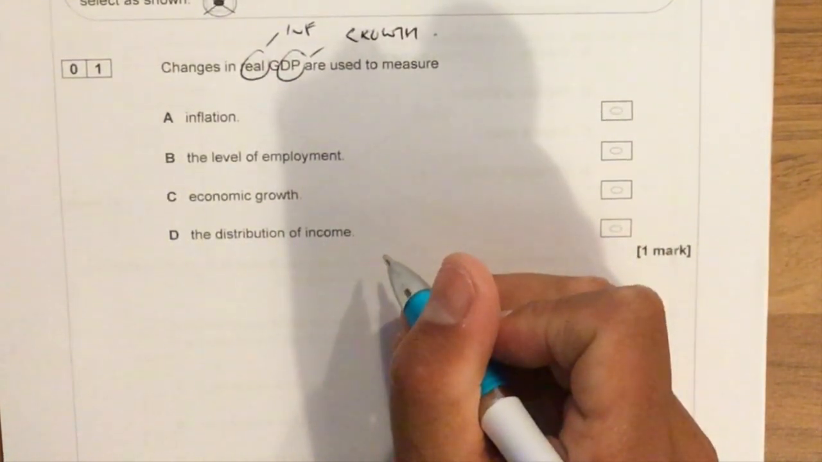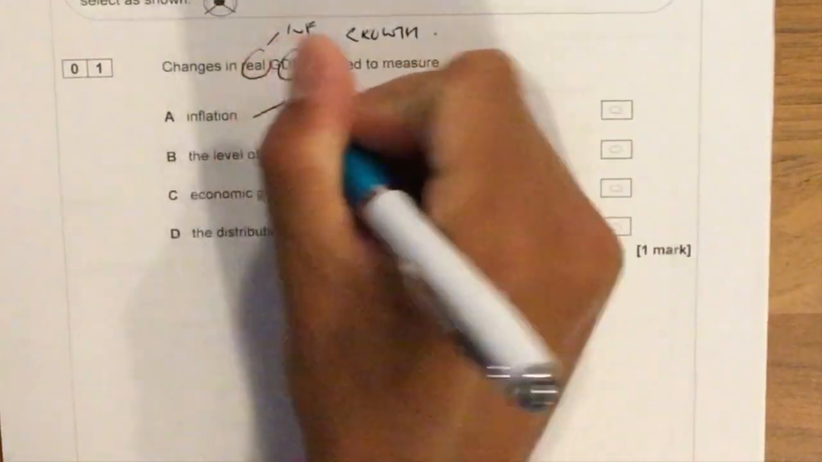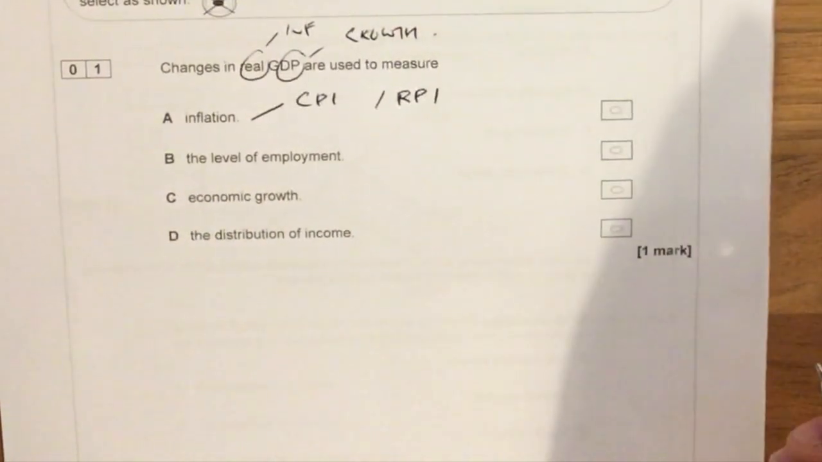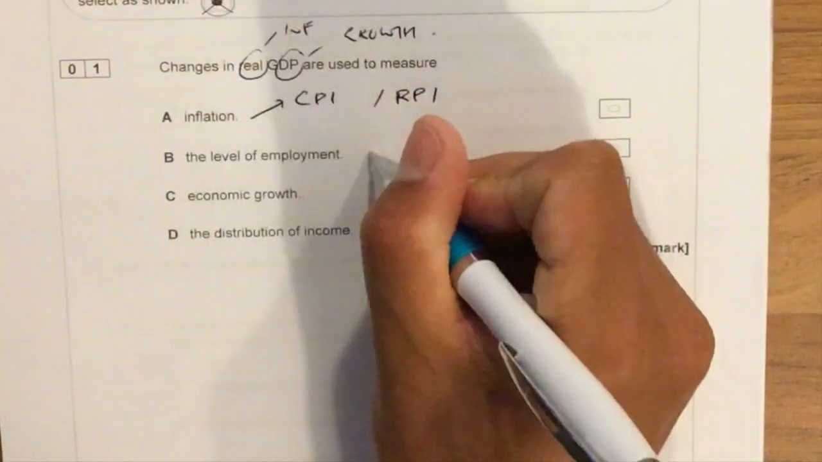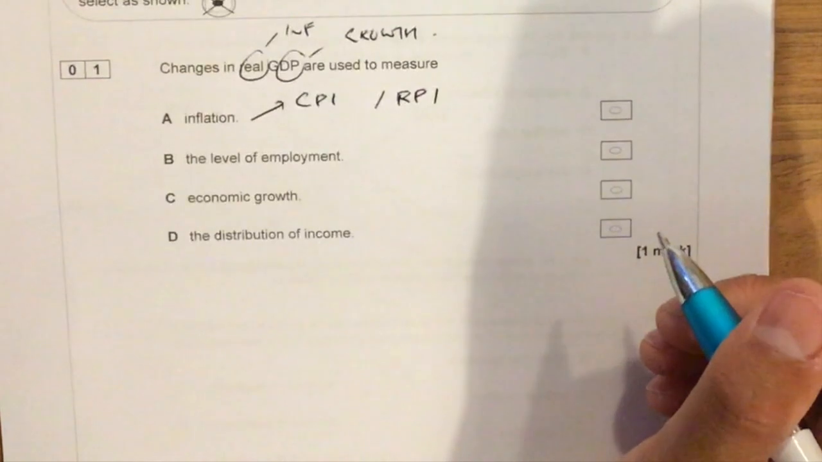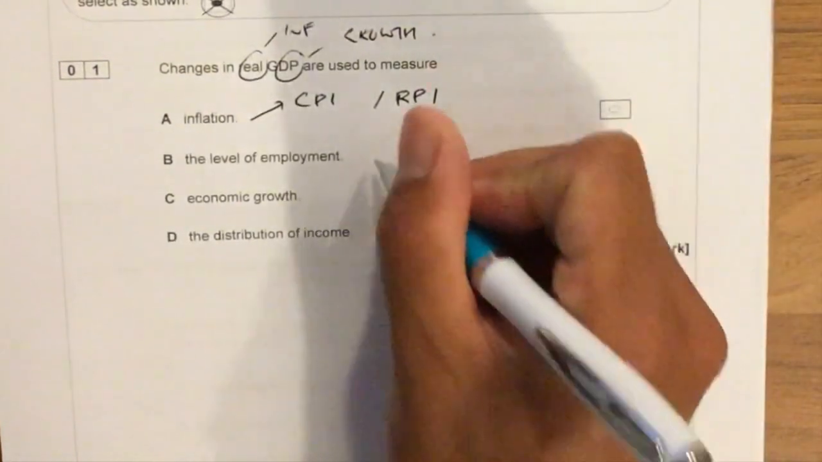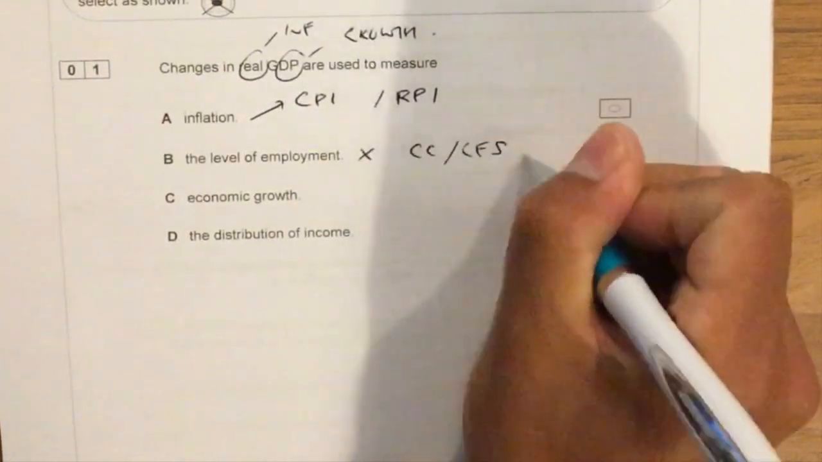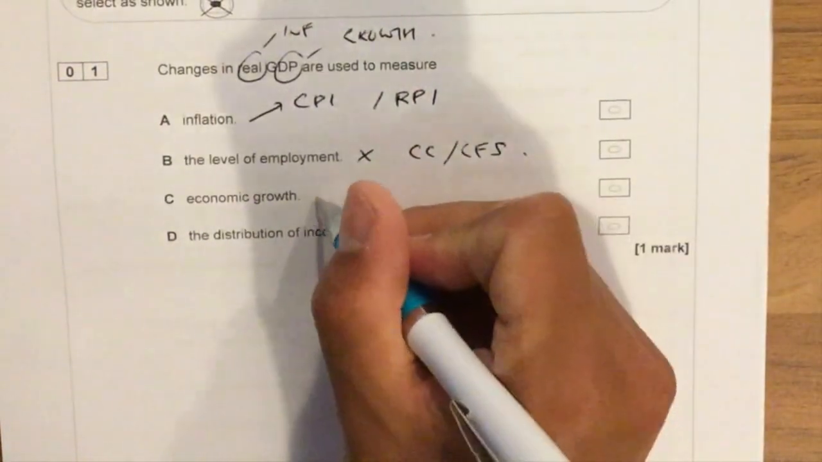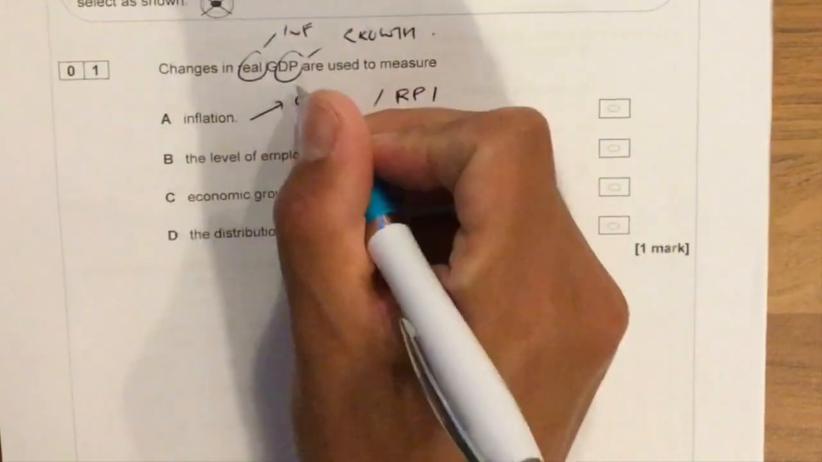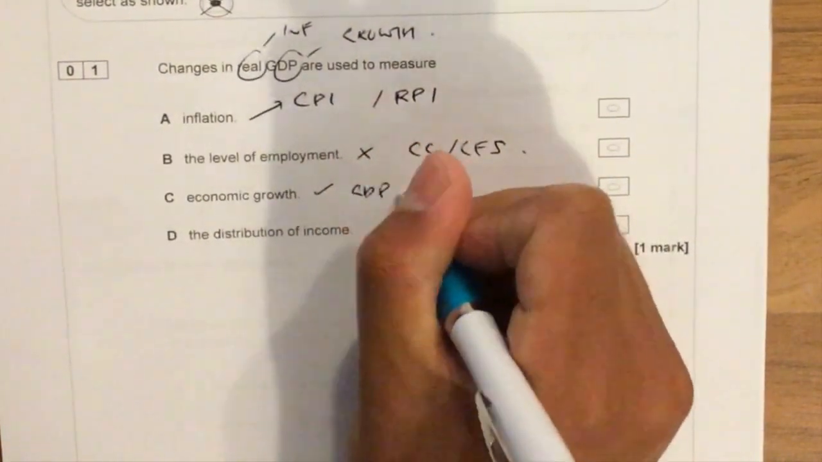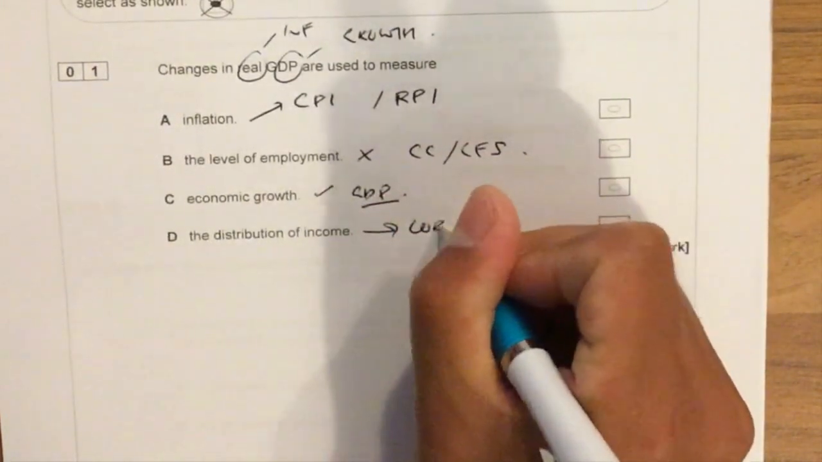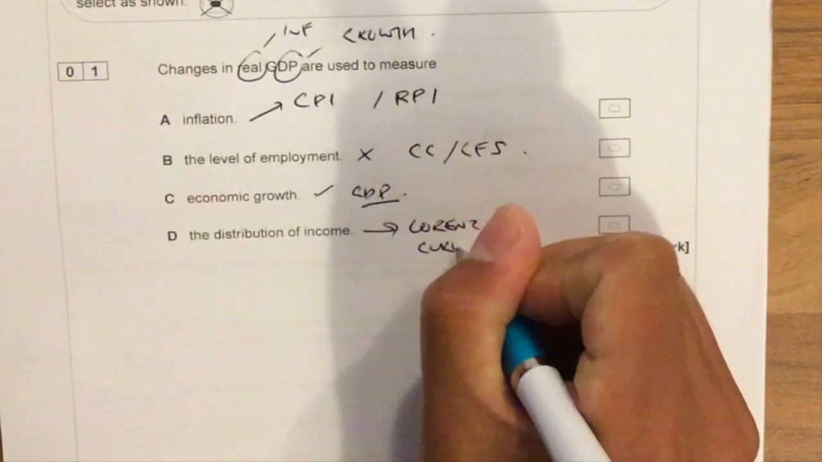Okay, let's look at what are the measurements of each of these. Inflation is CPI, or unofficially the old measure, which is RPI. Then you've got the level of employment. There is no measure for the level of employment. There's a measure for the level of unemployment, and that is the claimant count or the labour force survey. Economic growth, which is clearly the answer because real GDP is economic growth, and the distribution of income, that is measured by the Lorenz curve.